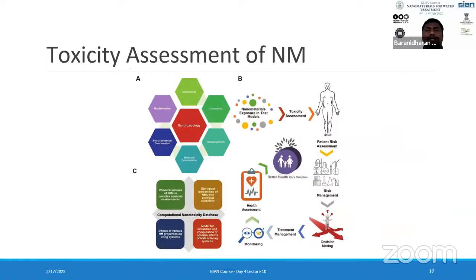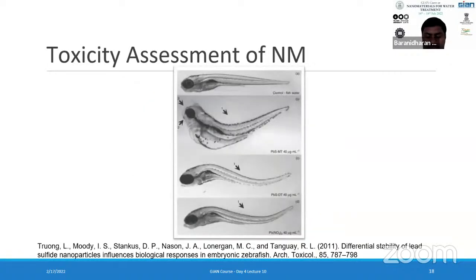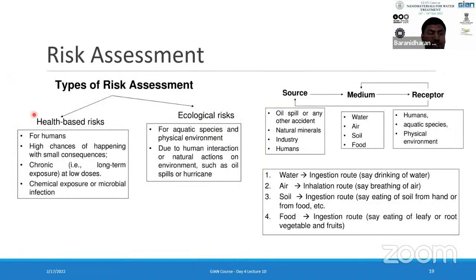Toxicity assessment: how to assess the toxicity? How to assess whether they are really toxic enough to humans? In order to do that, a risk assessment was initially carried out. As I said, what happens once you take a meal, or once this nanoparticle-containing sludge is used to cultivate plants? Once a study has been done, a risk assessment was done. One such risk assessment is a health-based risk, which is for humans, as well as an ecological risk, for the total aquatic species, physical environment and the like.